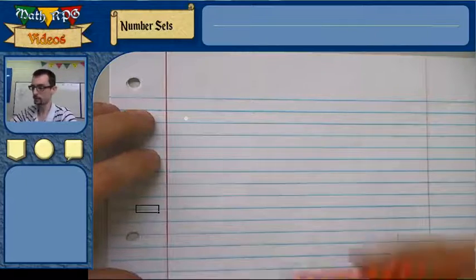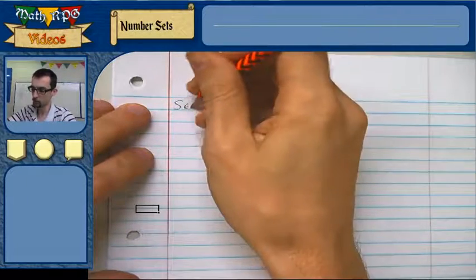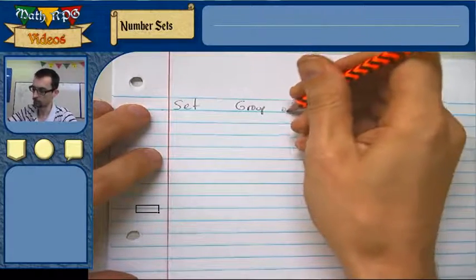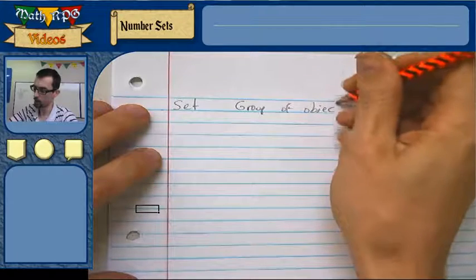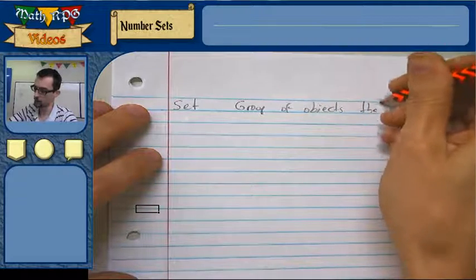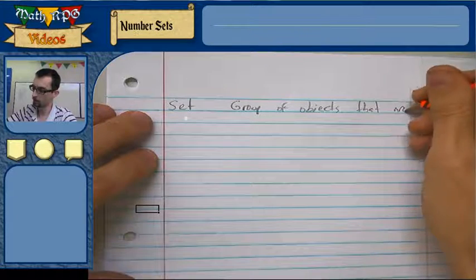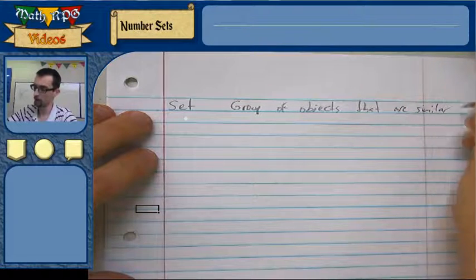Okay, let's talk about sets. So a set is really just a group of objects that are similar. Notice that doesn't say anything about mathematical things, right? That are similar. We could have, well, the Baker family, right?